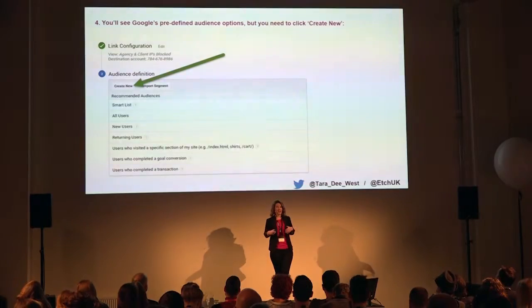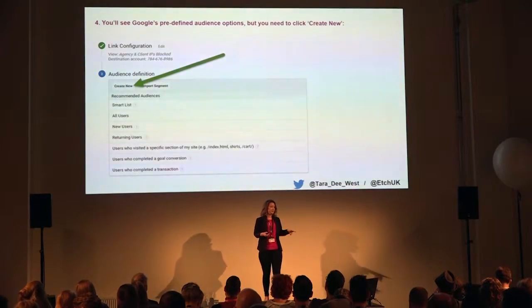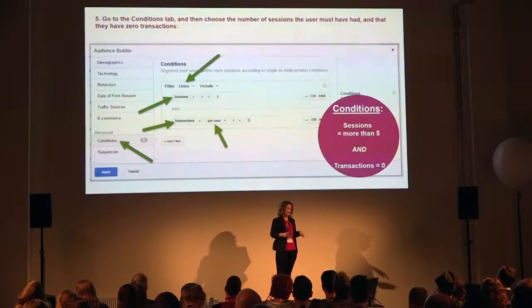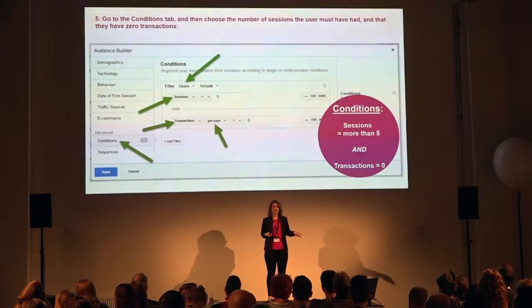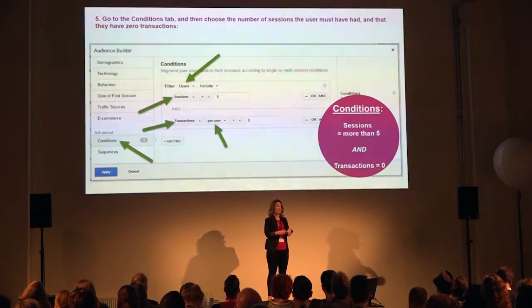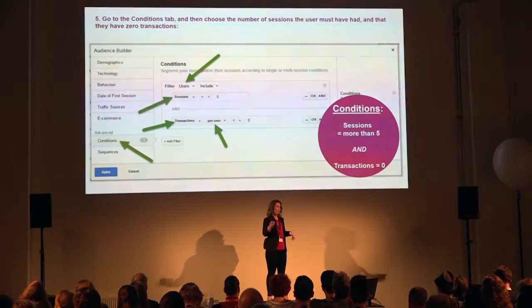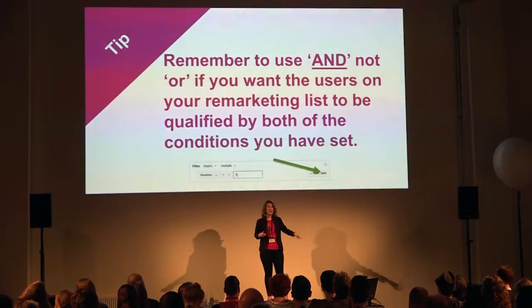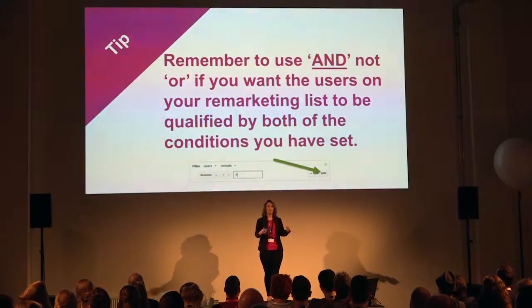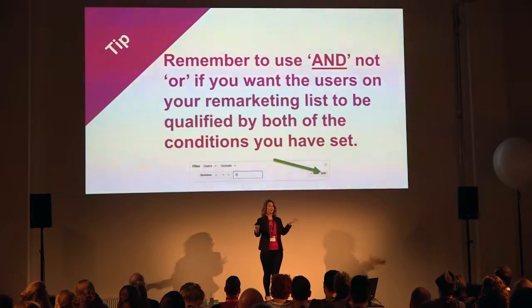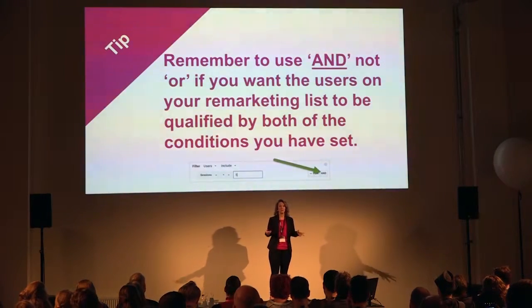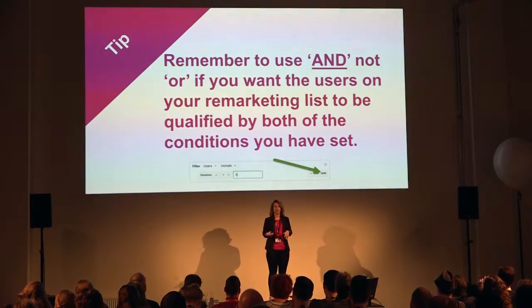Okay, so next thing is to actually define the audience. So you'll see some predefined lists Google set up for you, but what you want to do is click Create New Audience. And here is where you define the conditions. In this case, we're saying the person needs to have at least 5 sessions on the site, but have not completed a transaction. And it's really important to use the AND function here. If you use OR, obviously it could mean those people meet just one of the criteria, so maybe they've just never converted. So by using the AND function, you make sure that the people on this remarketing list fit both the criteria that you've specified.